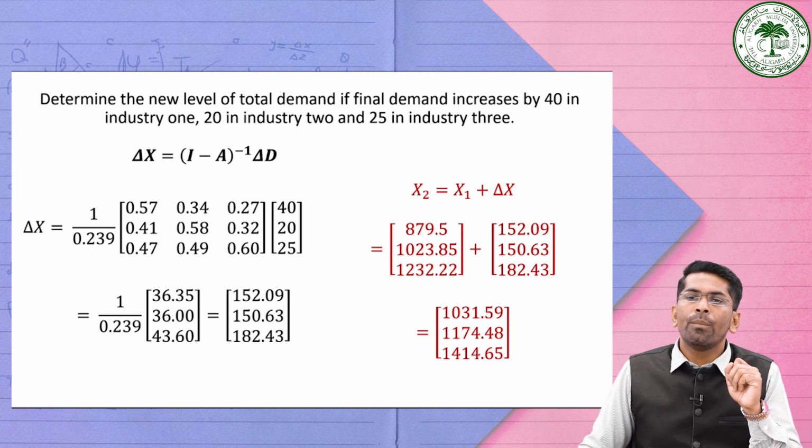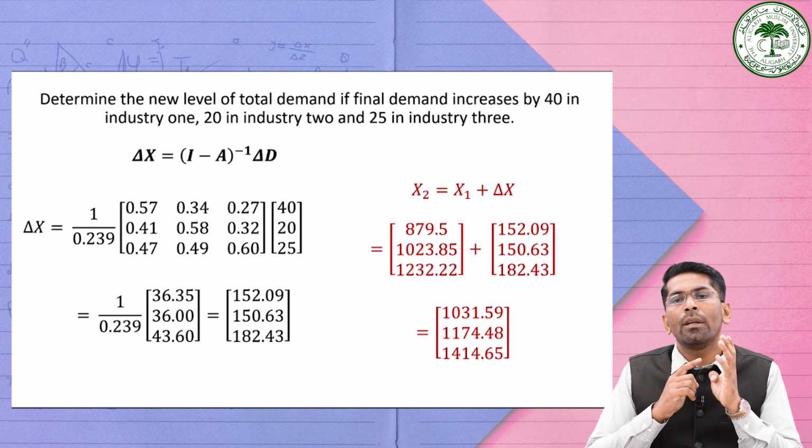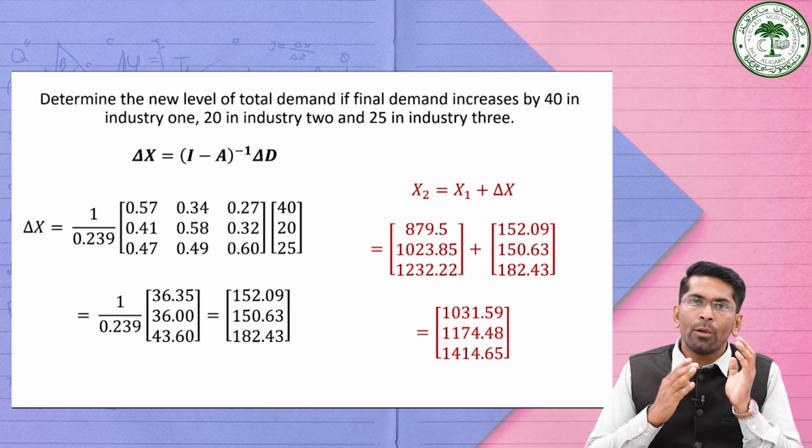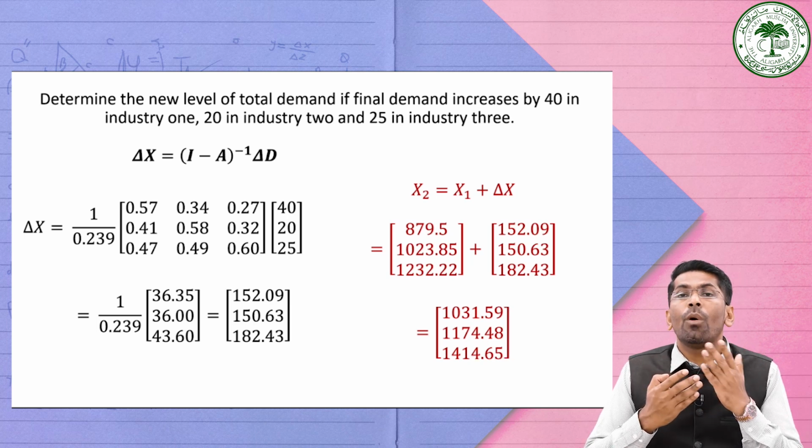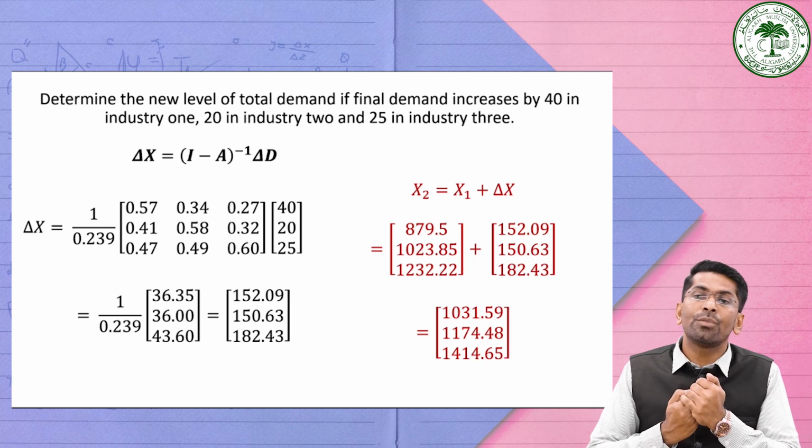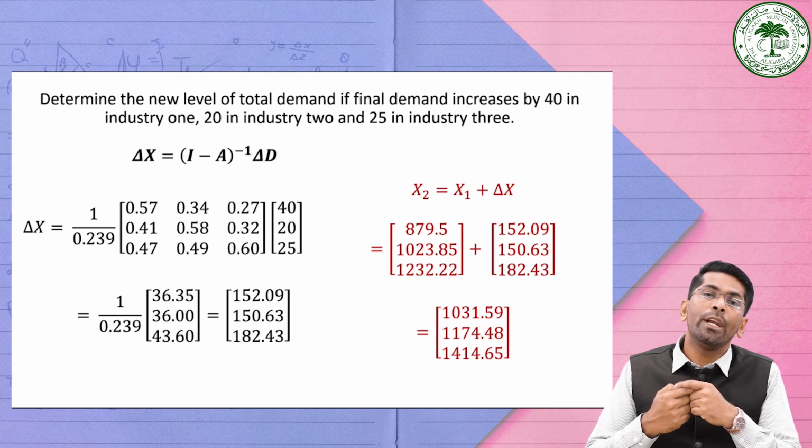I hope you are clear about how to find the total output, intermediate demand, final demand, and number of labor days required, and then the changing total output of each industry when the final demand changes.